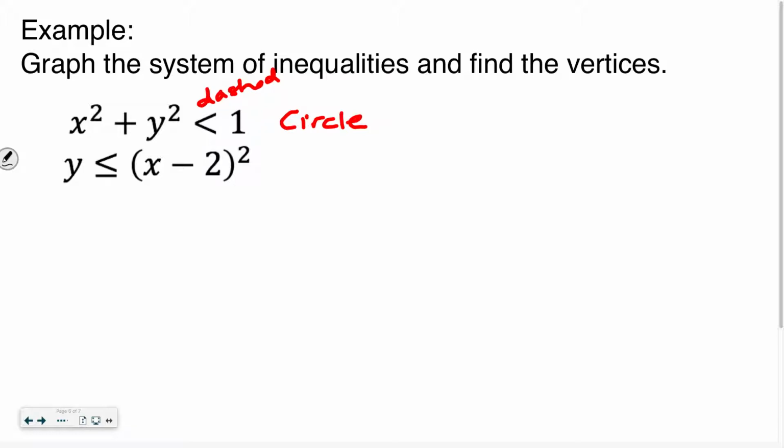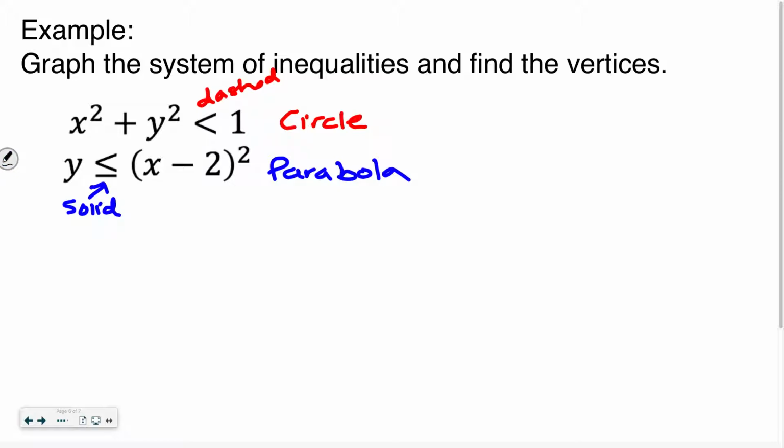Does anybody know what the next one is going to be? y less than or equal to x minus 2 quantity squared? Parabola. That is a parabola. Excellent. And this parabola, because it has the or equals to, remember Josh's rule, this is going to be solid.